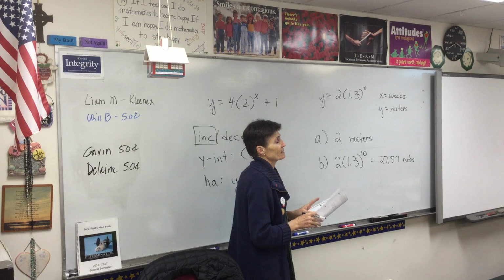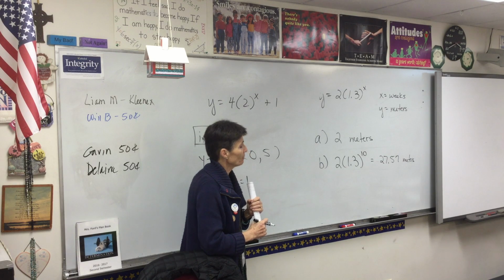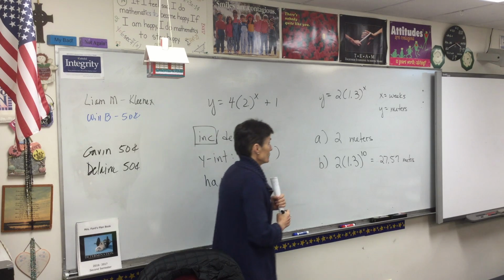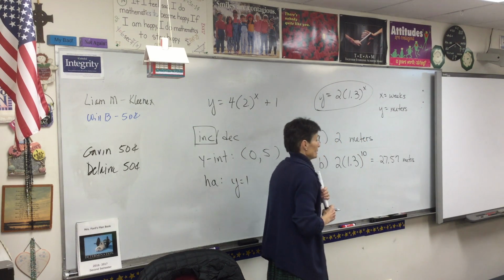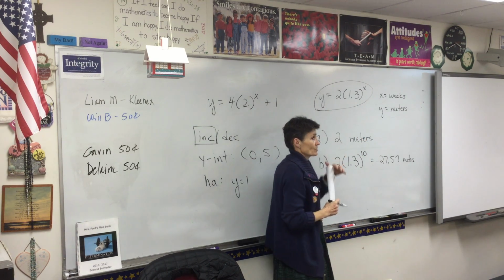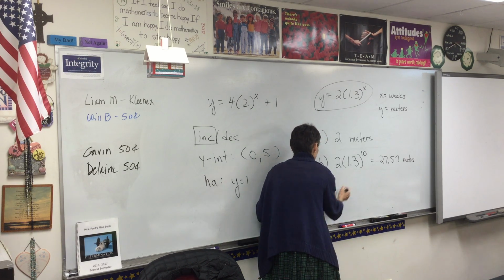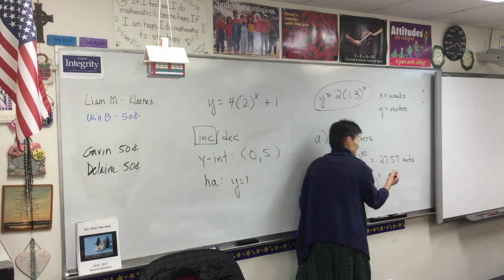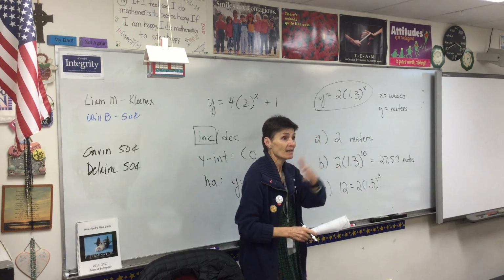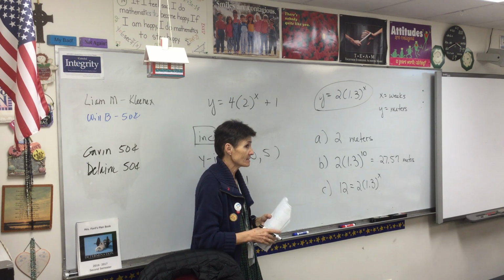When will the plant be 12 meters long? When will the plant be 12 meters long? Now, here's my equation for the pumpkin plant. Y is meters, right? That's 12, isn't it? So my equation looks like this. 12 equals 2 times 1.3 to the x. How many weeks does it take for me to get to be 12? Does that make sense to everybody?